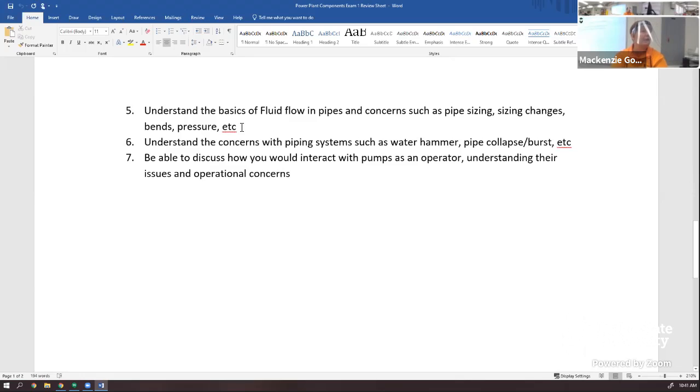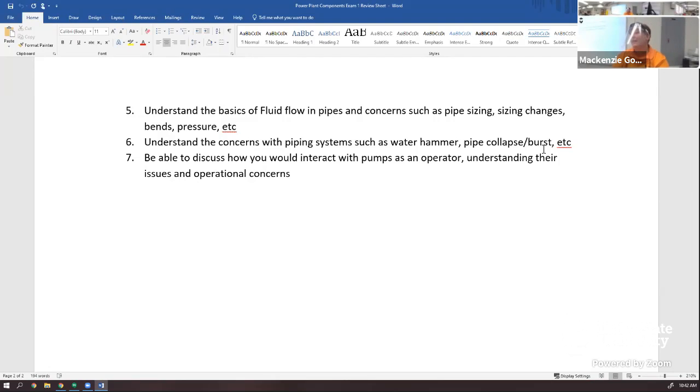So then that fluid flow, we already covered this one, right? Understand pipe sizing, sizing changes, what happens at bends, and especially be able to connect this to the concerns like water hammer, pipe burst and collapse, erosion, corrosion at pipe bends where there's high flow, the stuff we covered in that lecture in the videos associated with these issues.